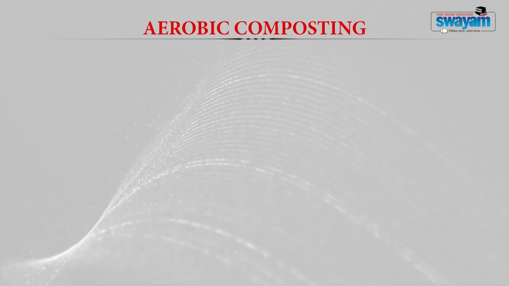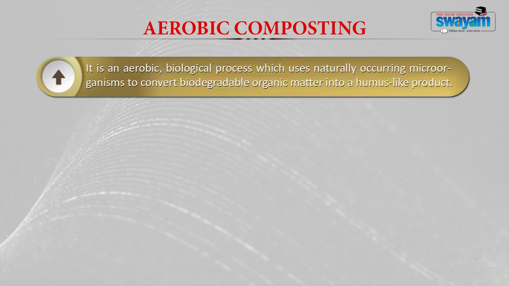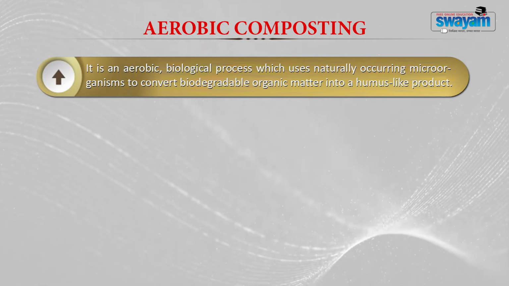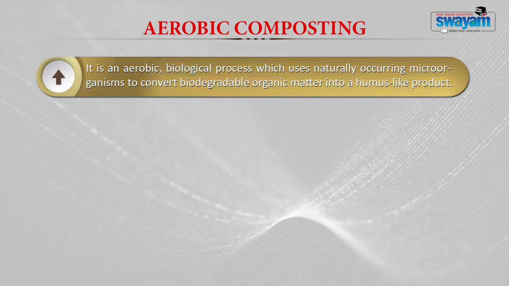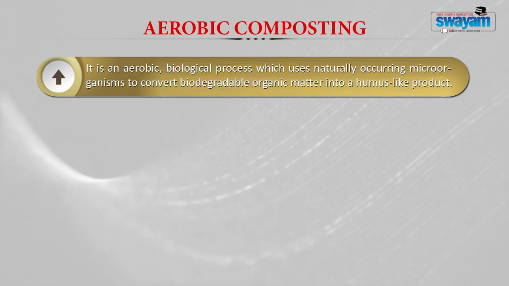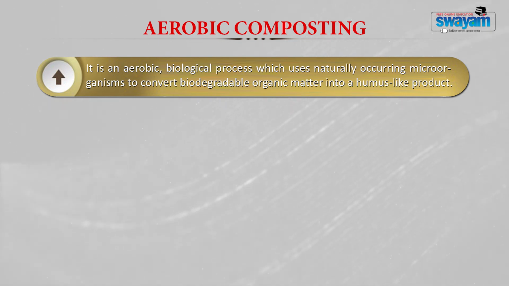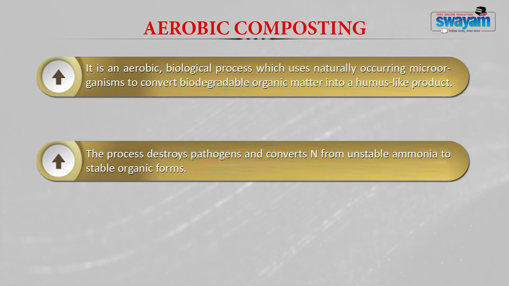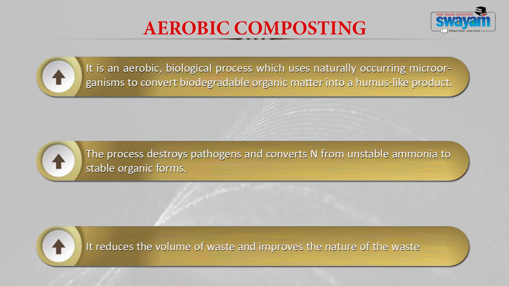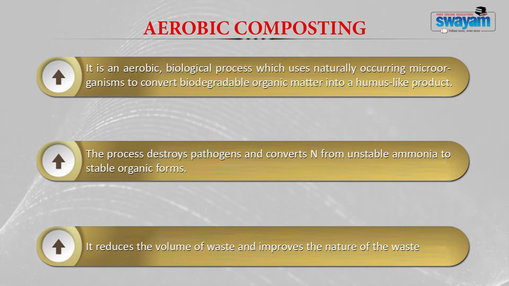Aerobic composting is again an aerobic biological process which occurs naturally due to the presence of microorganisms that are naturally available in the biodegradable component of the organic matter. This results in the production of a humus-like product called compost. It destroys the pathogens and converts the nitrogen from the unstable ammonia form to a stable organic form. It reduces the total volume of waste, and also improves the quality or nature of the waste at the end of the composting process.